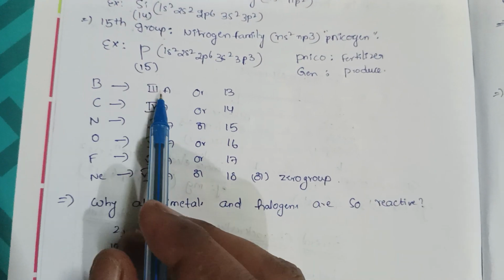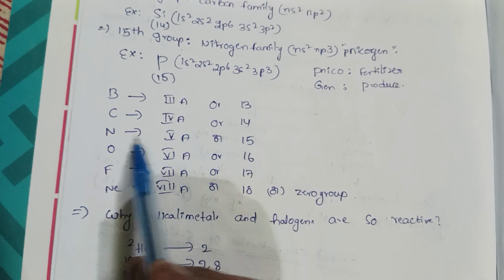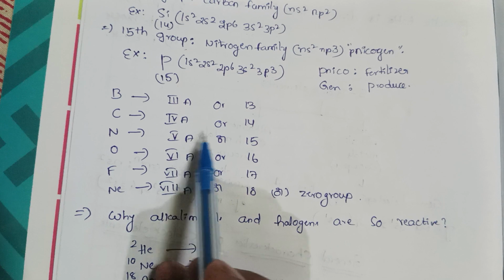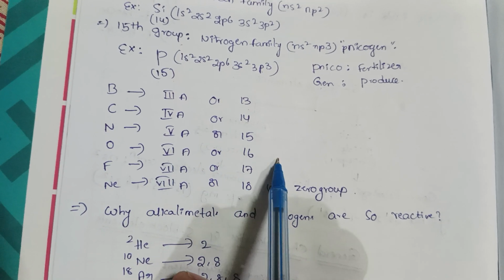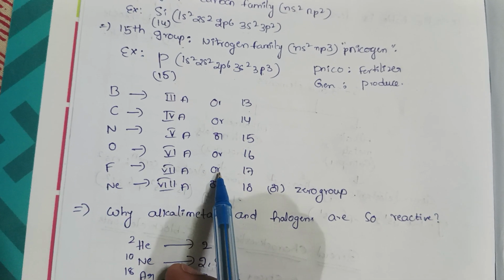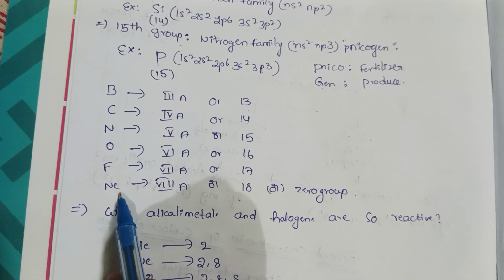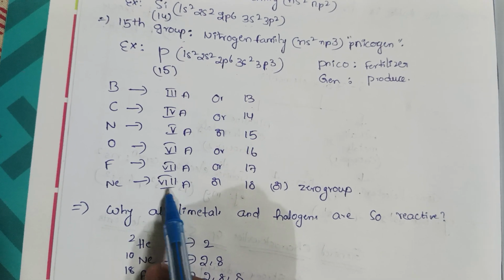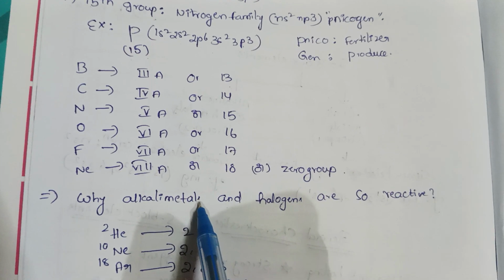Boron family, 3A or 13th group. Carbon family, 4A or 14th group. Nitrogen family, 5A or 15th group. Oxygen family, 6A or 16th group. Halogens family, 7A or 17th group. Inert gases family, 8A or 18th group or 0 group.